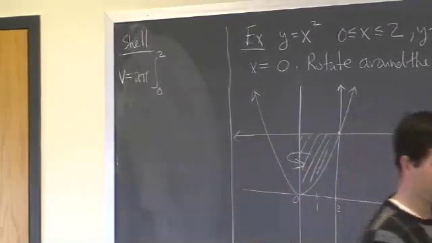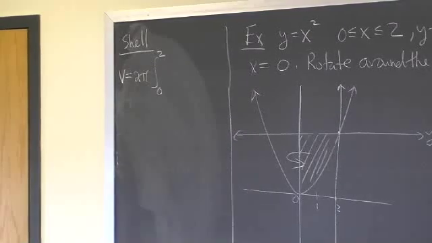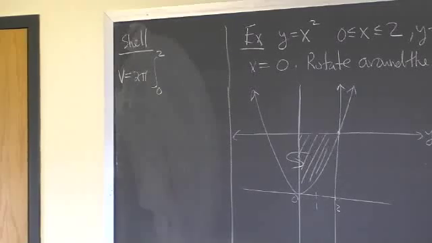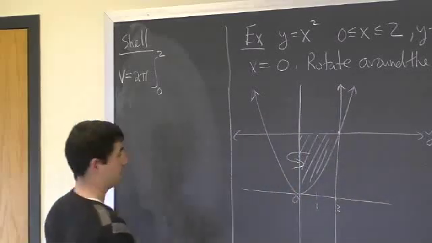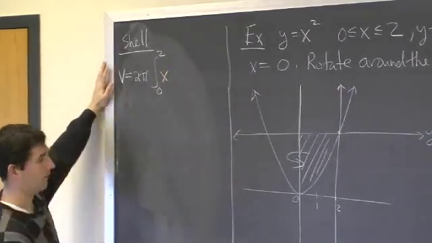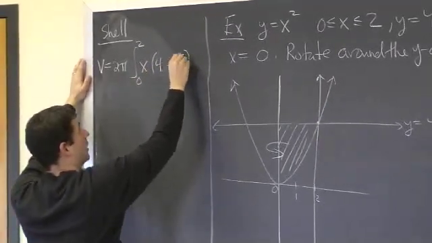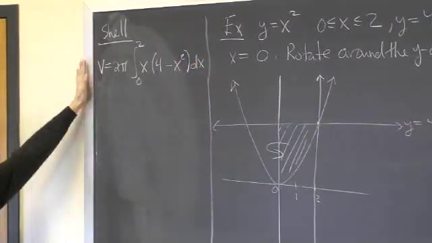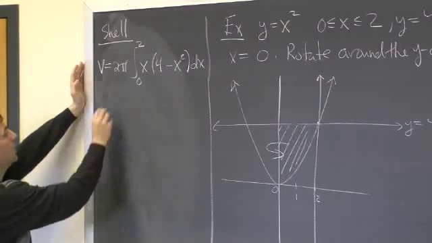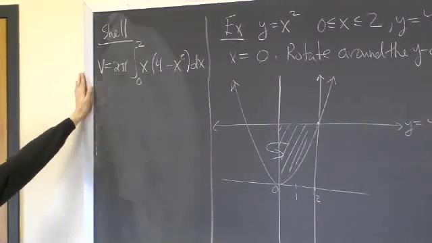So when you do the shell method and you rotate around the y-axis, you use as your limits of integration the x values that you're bounding between. We'll see it happen the other way when we try the disk method. So in this case, it's 0 to 2. 2 pi comes from 2 pi r, which means we put an x. And then we have the difference of our functions. So here you have 4 minus x squared dx. Okay, let's just leave it like that for a second. We'll go back and see what that is.